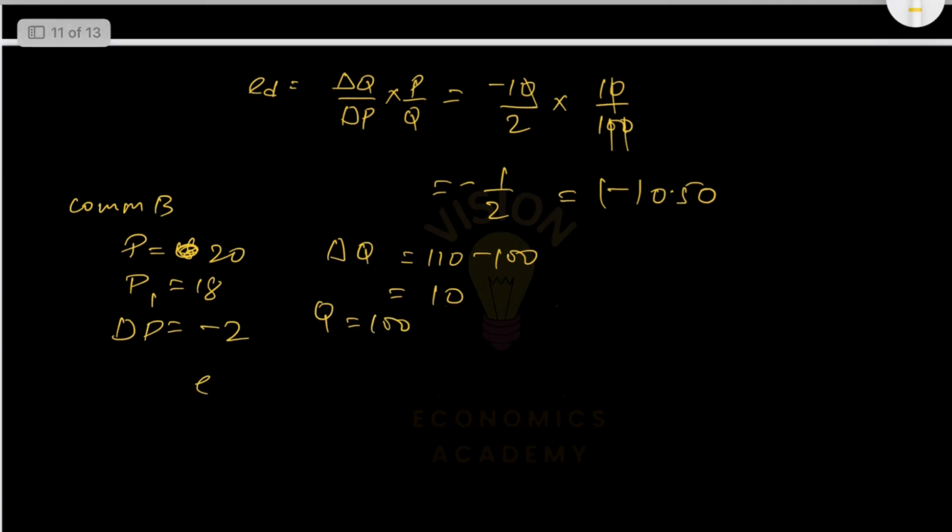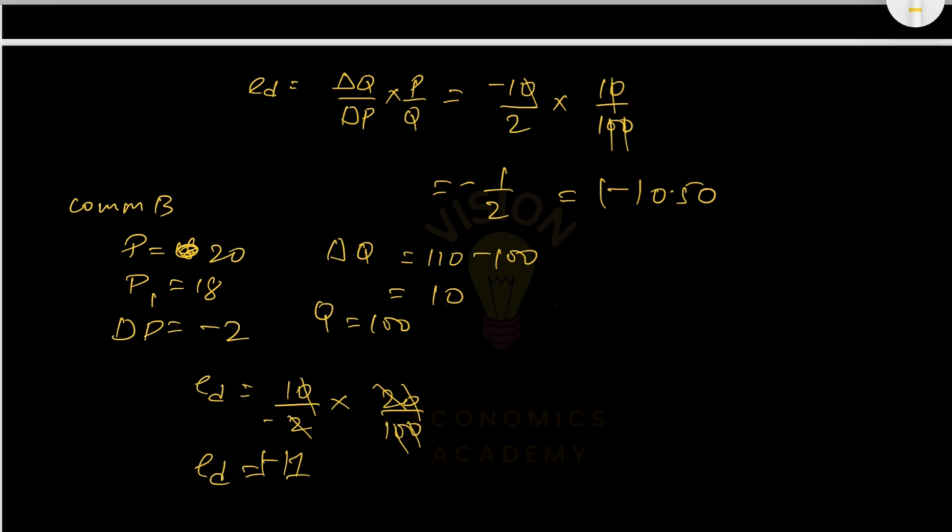Now putting it into the formula, change in Q is 10 by change in P is minus 2 into P by Q. All right, now it's pretty simple. We'll cancel the zeros, right? 2 2 gets cancelled, then it is 1, right?